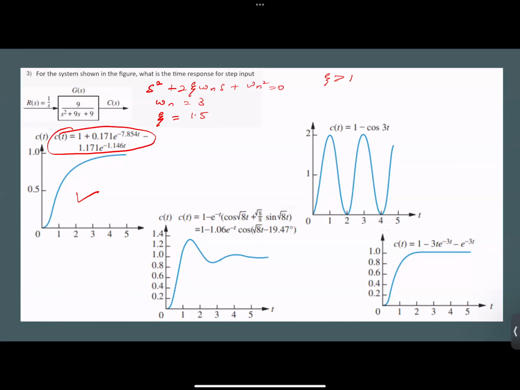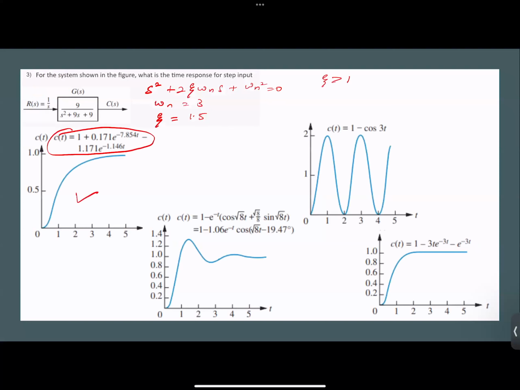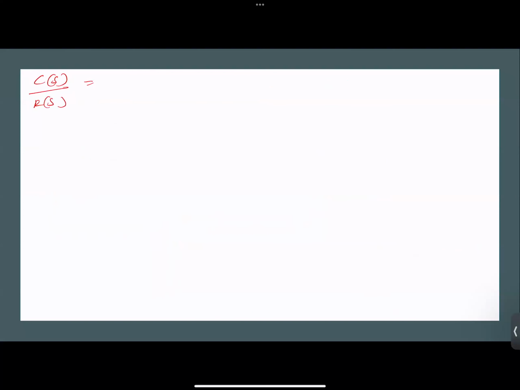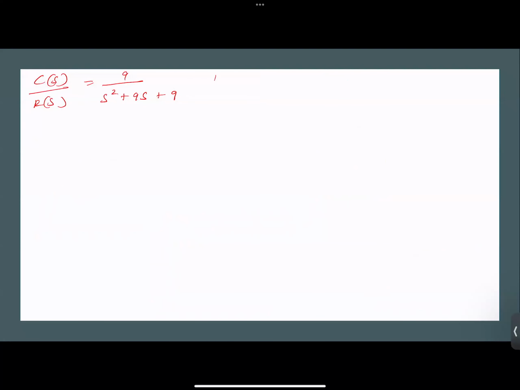How do you do that? Let's take a fresh sheet. Now write down the transfer function. C of S by R of S is what was given in the question: 9 by s square plus 9s plus 9, where R of S is 1 by s.